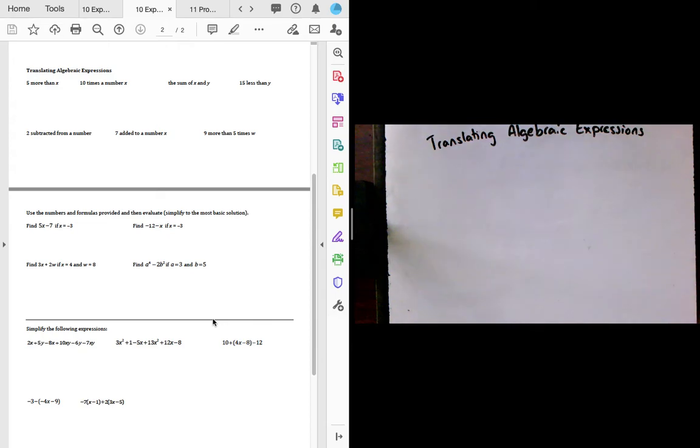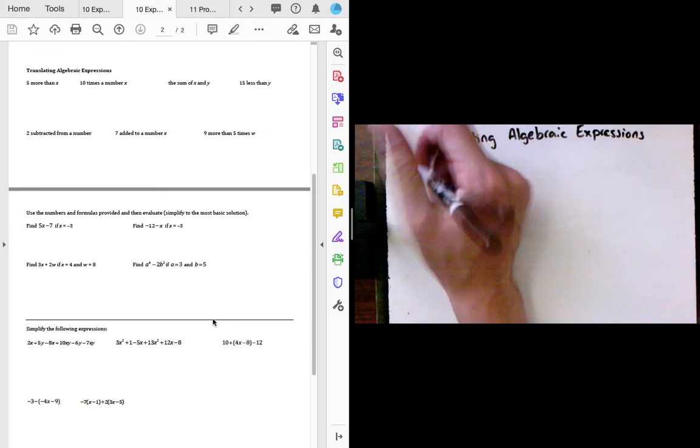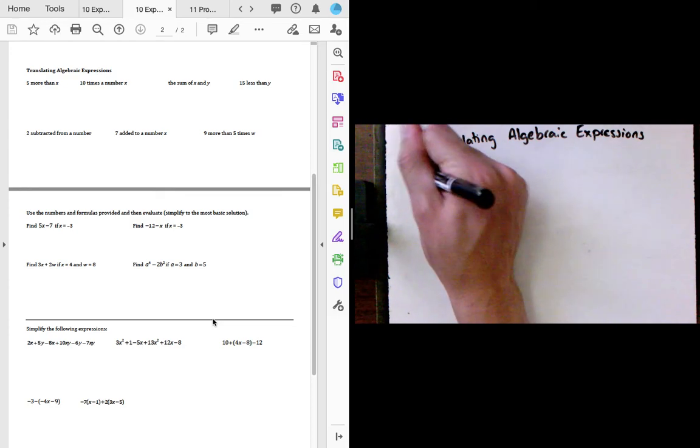So to translate algebraic expressions really just means to take the words that are given to you and write that in math form. And so it's going to be important first to come up with a list of words that we use in order to determine what math operation we're doing. And so before we do any problems, let's run through just a few of those.